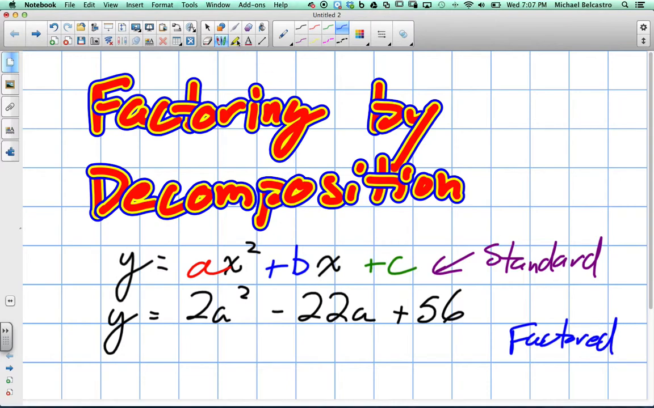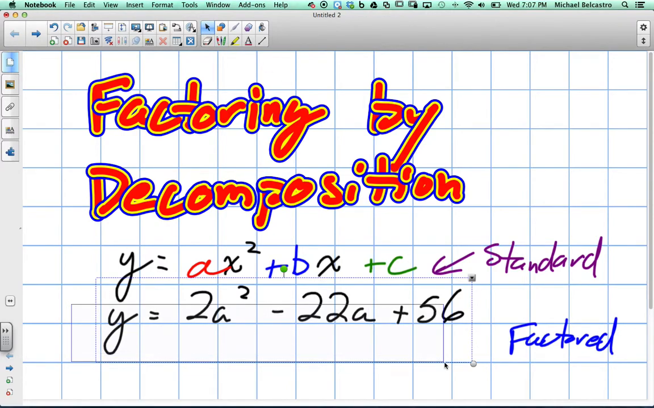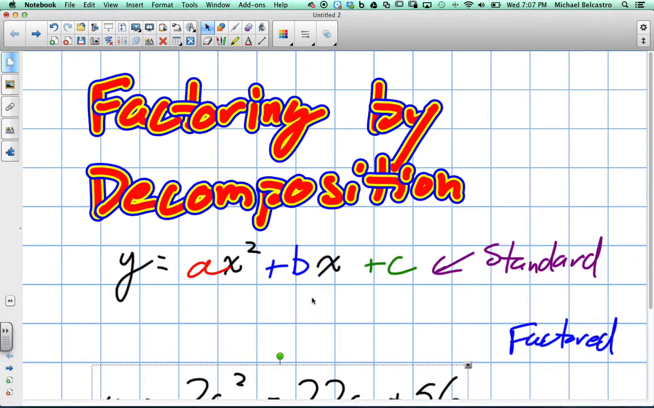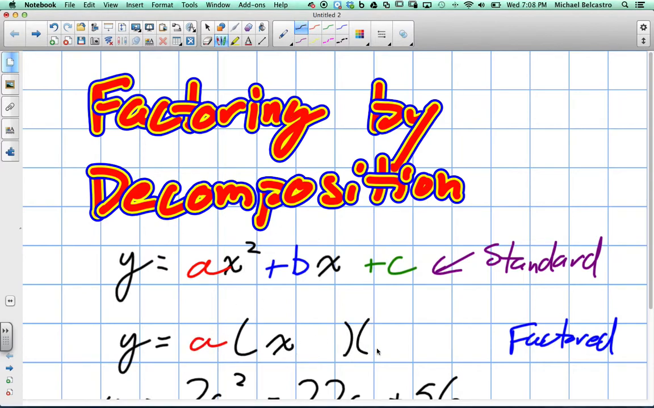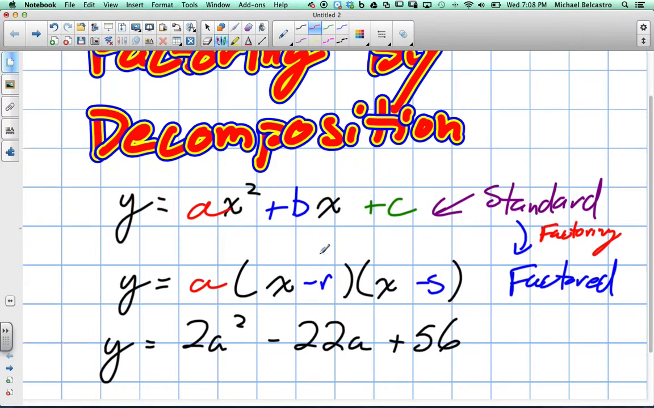Okay? And factored form, I'm actually going to move this question, the one we're about to factor, below, just so you can see what factored form looks like. Factored form is written as y is equal to a bracket x minus r, x minus s. So we move from standard to factored form through the process of factoring. That's what that is. And decomposition is one of those styles. And there's, like we said, many different styles.